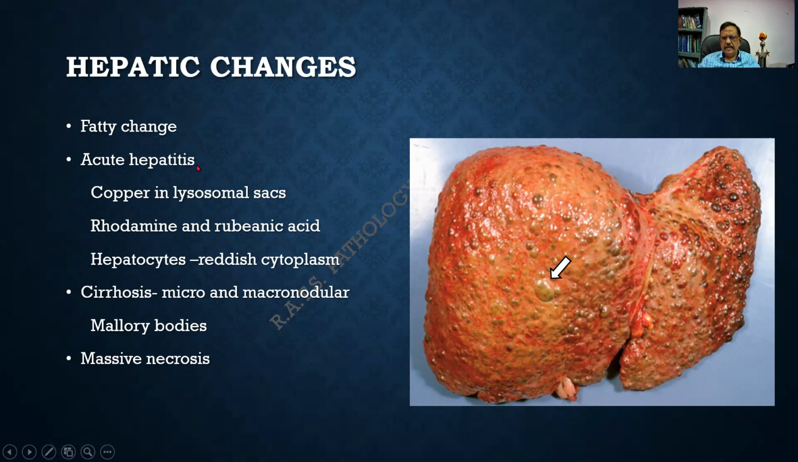Initially, there can be fatty change, then hepatitis. The copper is in the lysosomal sacs and it can be demonstrated by means of stains such as rhodanine and rubeanic acid, and there is a reddish cytoplasm. This particular picture shows us cirrhosis. There are multiple causes of cirrhosis, of which Wilson's disease is one. This particular nodule is appearing larger. It is a mixture of small and large. Generally, you can get a macronodular cirrhosis in Wilson's disease. And then there is the deposition of the Mallory body as well.